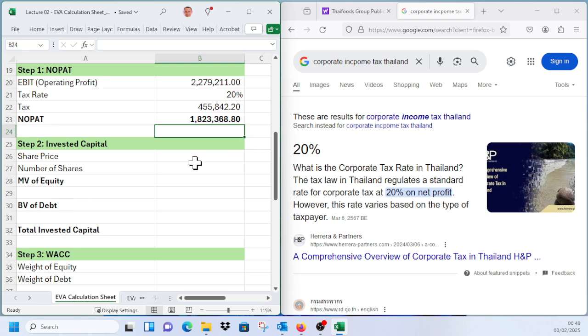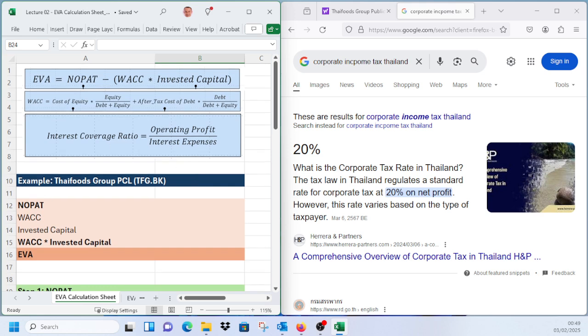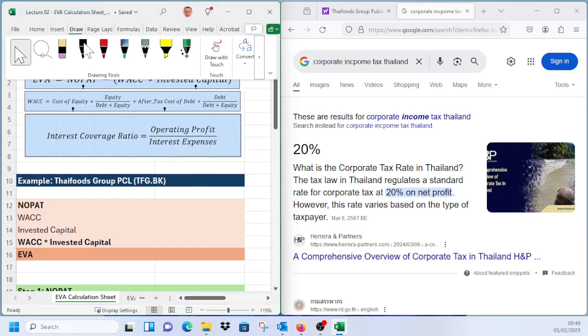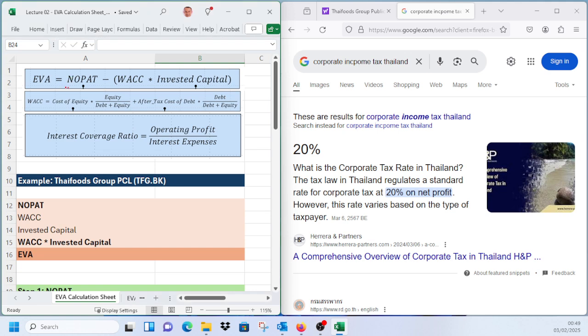So far so good. And we have the first step. I kept the formulas here so you can keep track. Let us check that off quickly. So we have here the net operating profit already calculated. So the first step is done.